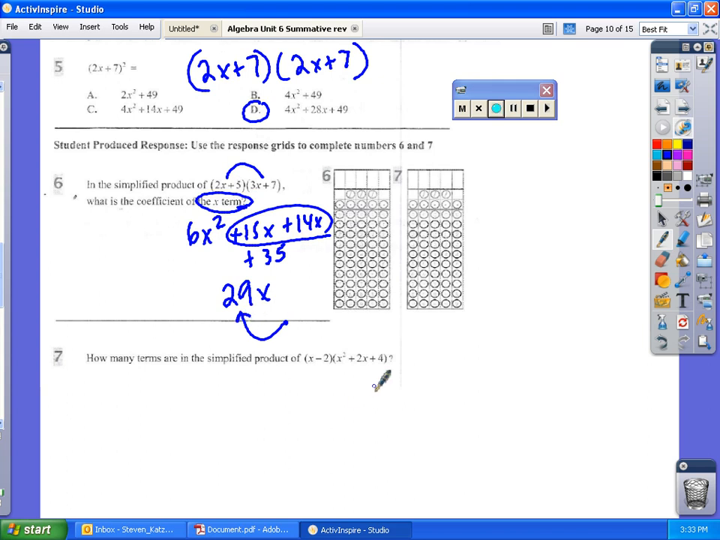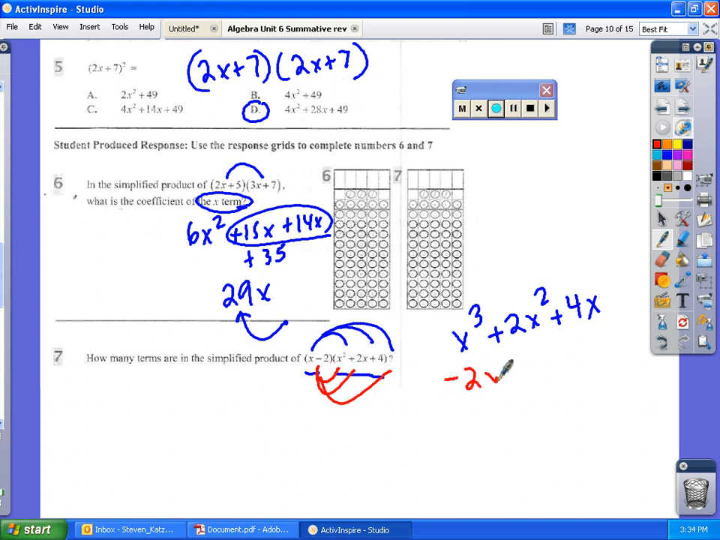So the answer is 29. Number 7, how many terms are in the simplified product? So here you have a binomial times a trinomial, so you're going to distribute each one in. So when I distribute the x in, I get x to the third plus 2x squared plus 4x. Then I'm going to distribute the negative 2 into each term, and I get negative 2x squared minus 4x minus 8.